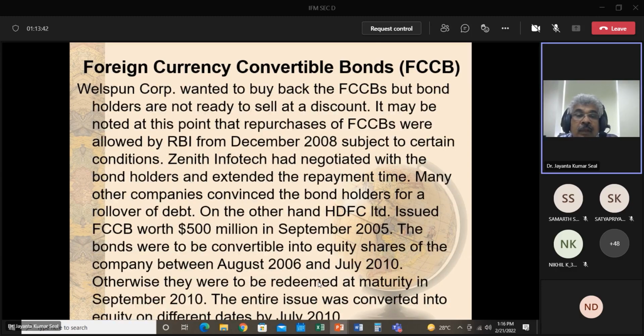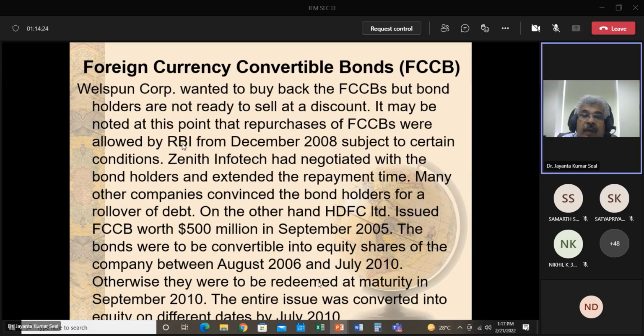That's a problem. This is a famous case. Welspar Corporation wanted to buy back the FCCBs, but bondholders are not ready to sell at a discount. Now, buyback means suppose the price was $50. In the example which I've given, Welspar said, okay, I'll pay you, but you accept a haircut. In the finance world, this is popularly known as a haircut. That is, they borrowed $50, but they will be repaying a lower amount, say $40, which is at a discount. Okay, bondholders are not ready.